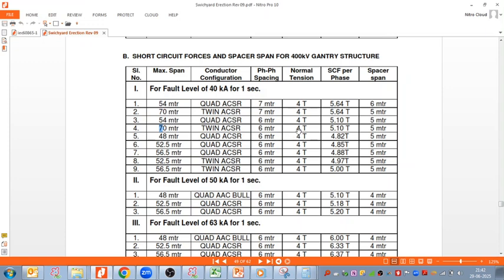That is why even 2 tons we can consider for twin conductor, but since my conductor span is long, I'm going with 4 tons. 48 meter, then 4 tons, 52.5, all those, quad 4 tons. And here twin also I have taken 4 because 52.5 span was not a small span, 50 meter is a very long span. This is my normal tension. My SCF will change corresponding to my span, but this normal tension I have assumed as a static value initially.